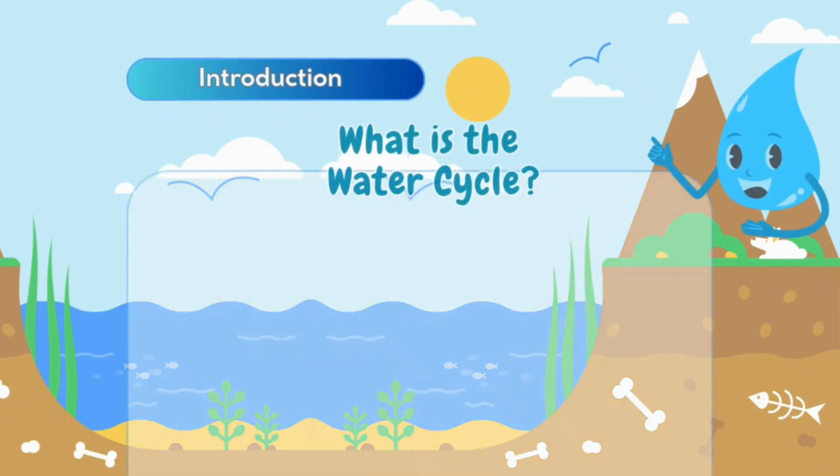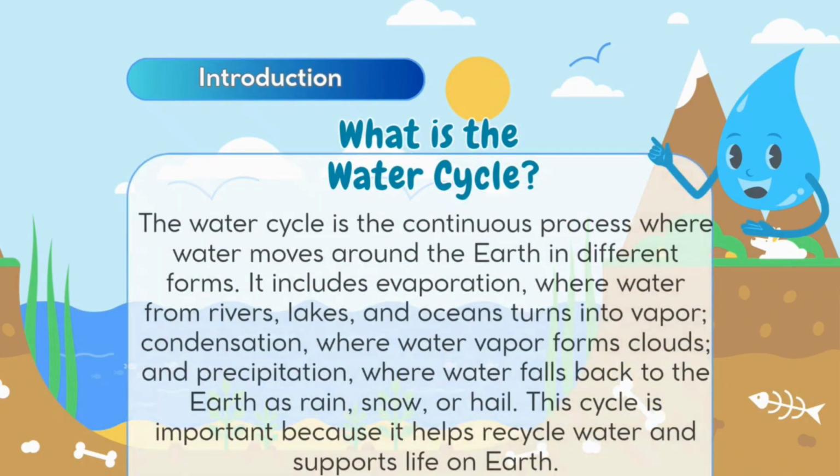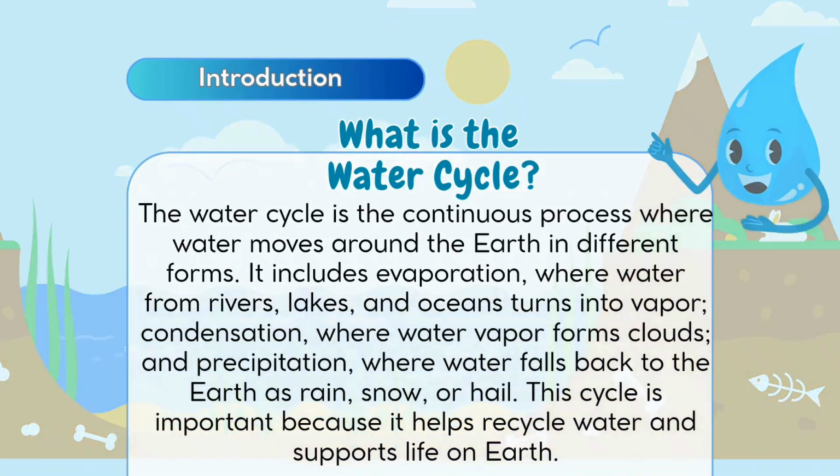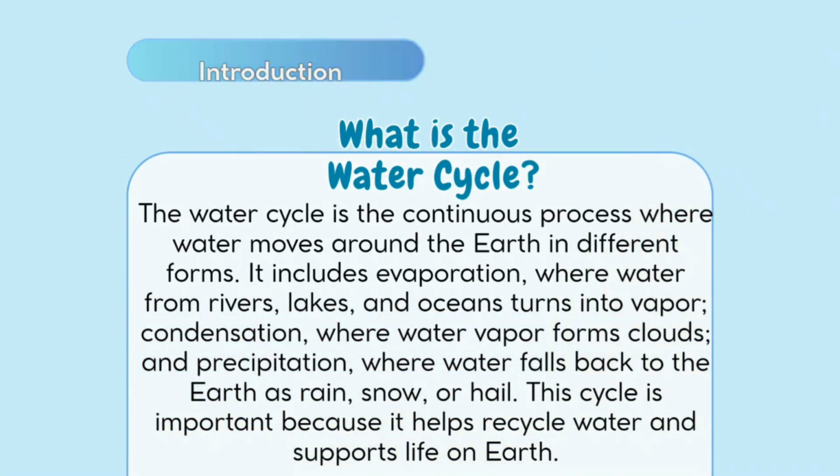What is the water cycle? The water cycle is the continuous process where water moves around the earth in different forms. It includes evaporation, where water from rivers, lakes, and oceans turns into vapor; condensation, where water vapor forms clouds; and precipitation, where water flows back to the earth as rain, snow, or hail. This cycle is important because it helps recycle water and support life on Earth.